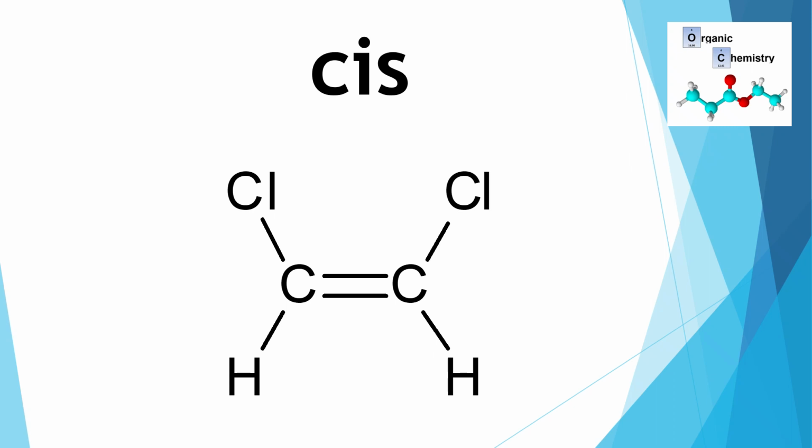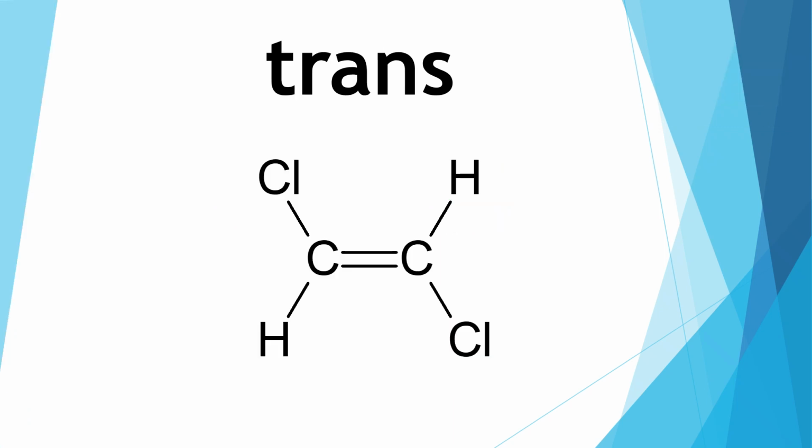You see, in some molecules with double bonds, the atoms can be on the same side. This is known as the cis configuration. In other molecules, these atoms are on the opposite side. These are said to be in the trans configuration. Trans meaning opposite. They are opposite across from each other on the molecule.